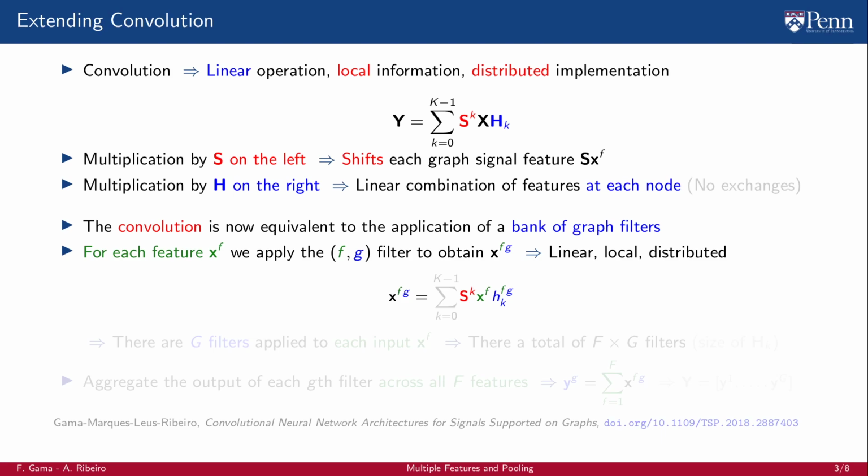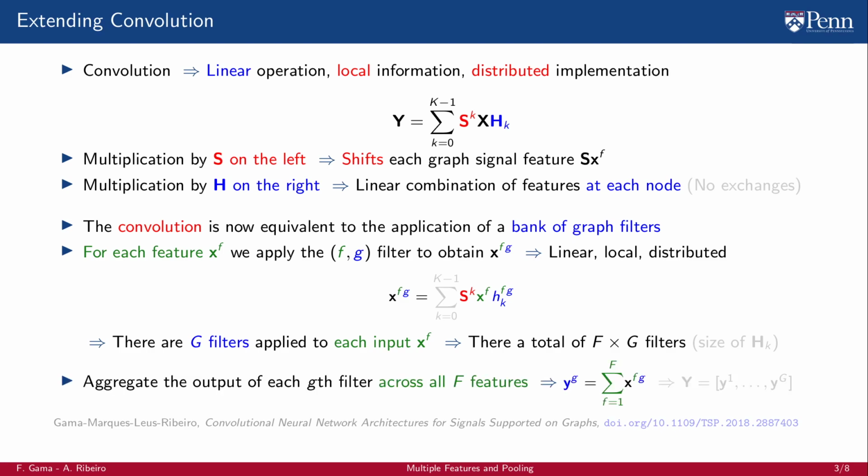In fact, this is precisely the convolution that we introduced at the beginning of the tutorial. Filtering the signal x_f with filter fg gives us another graph signal that we denote x_fg. In short, we are applying G filters to each input x_f, so that what we have is a filter bank with a total of F times G filters, and this is precisely the size of H_k. Once we collect all these F times G graph signals, we aggregate the output of each G filter across all F features, yielding a multi-feature graph signal of precisely G features.